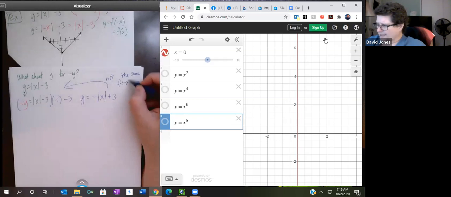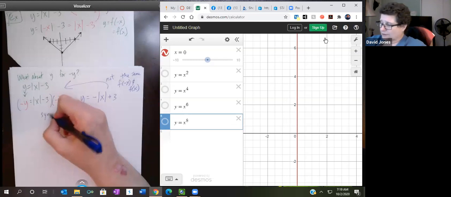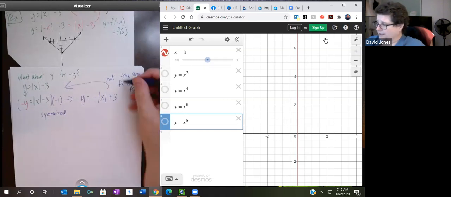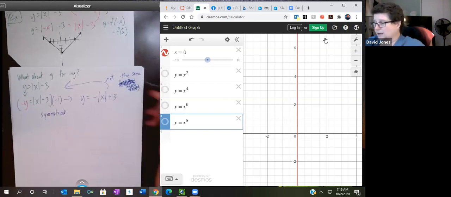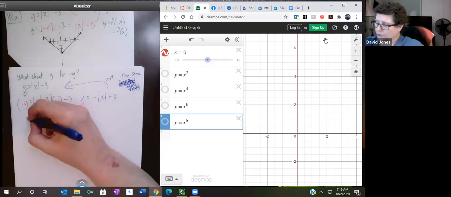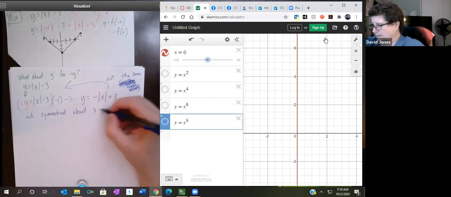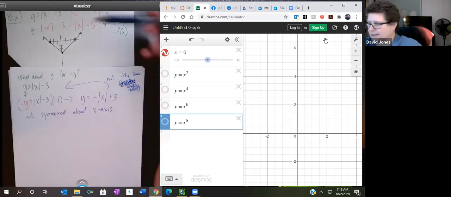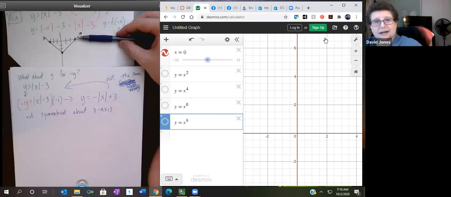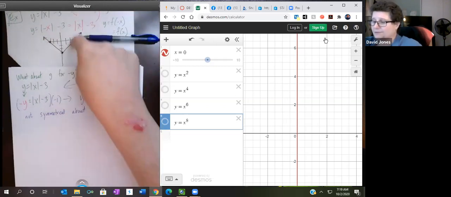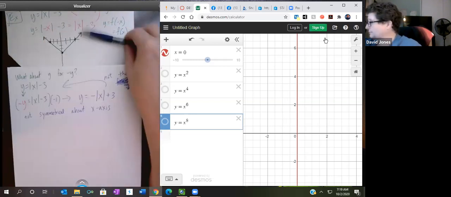So f of negative x does not equal f of x. It's not symmetrical. I'm sorry, not f. It's not the same, so it's not symmetrical about the x-axis. And we can see that here. This is the x-axis. If it was symmetrical, it would look like a diamond, wouldn't it? Just looking at the center part that was reflected up, it would look like a diamond. It's not.